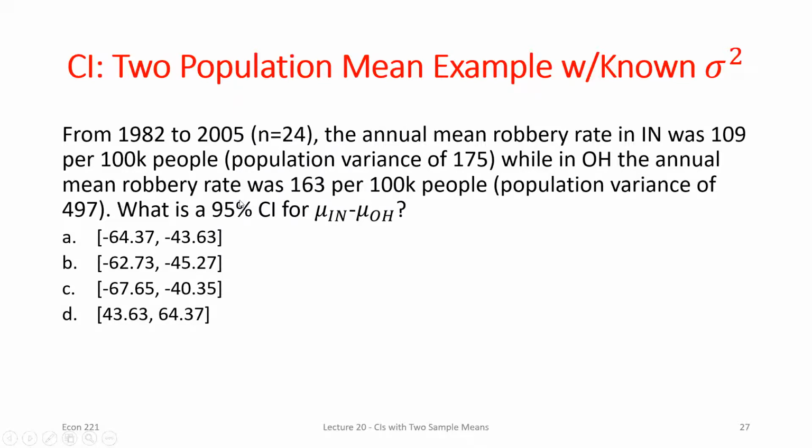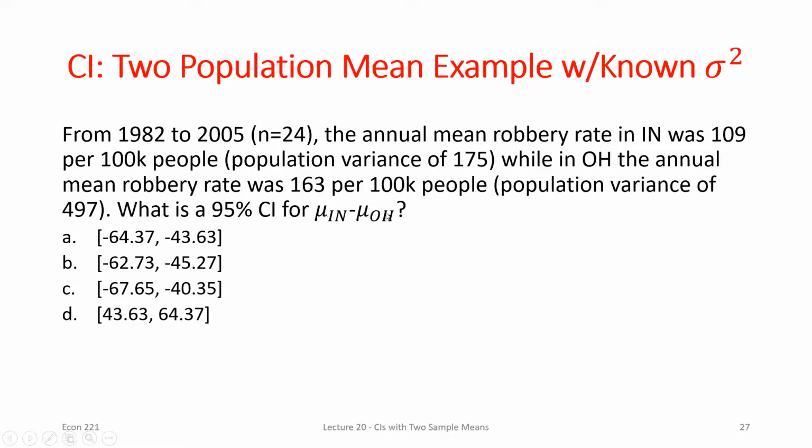Okay. So from here, be careful when we look at what confidence interval we're being asked for. It's the difference between Indiana and Ohio. So right away, if I look at this, Indiana's is 109, Ohio's is 163, so what? Negative 54 there will be what I'm basing my confidence interval around, because the difference between Indiana and Ohio is going to be negative, right?